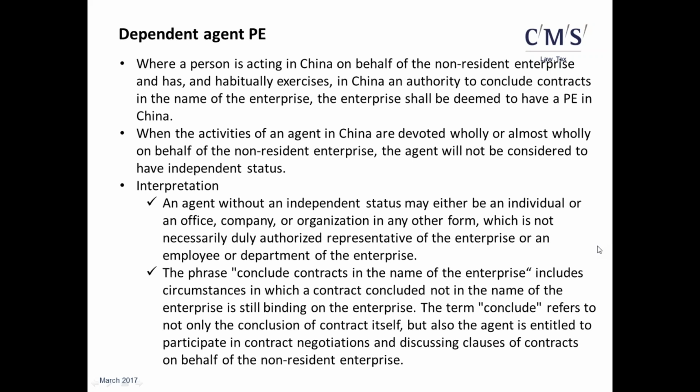So, okay, when a foreign enterprise says, my agent here does not sign any contract in China on my behalf, it only helps me to negotiate some clauses for the contracts, but the final contract will be signed by me here abroad, not in China. But in such a circumstance, this foreign enterprise should still be deemed to have a dependent agent PE in China. The next slide.